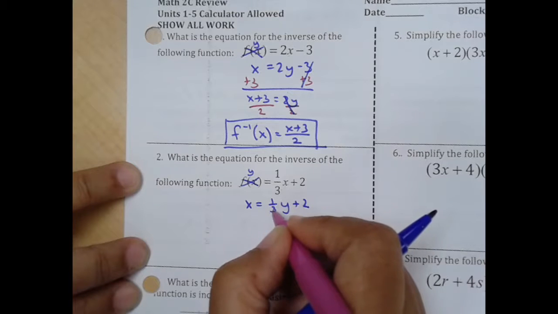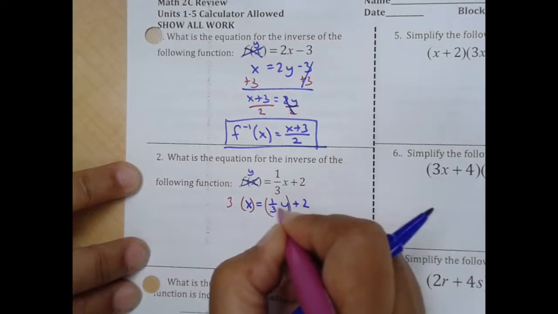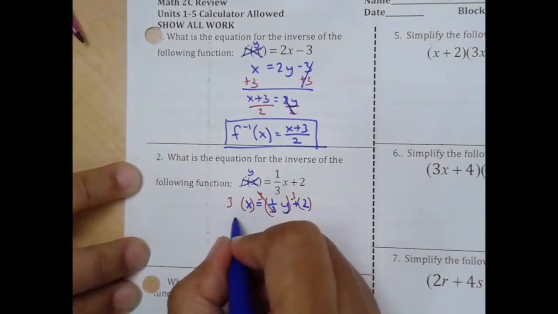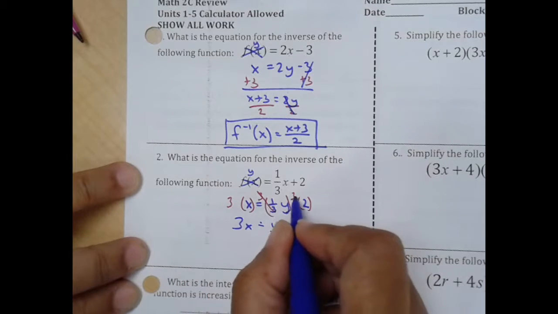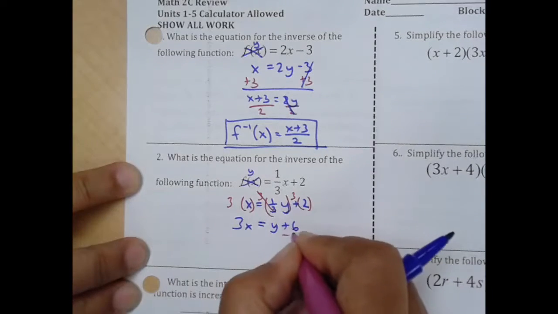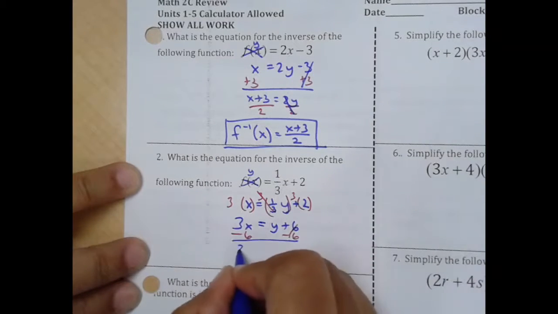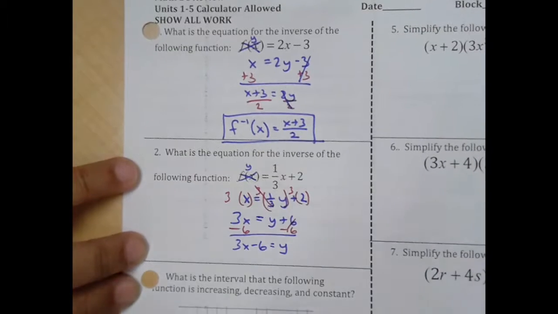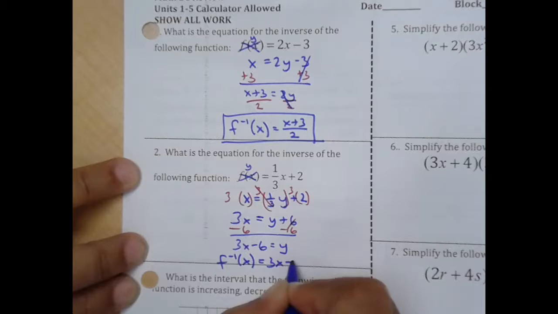So I'm going to get rid of the 1/3 by multiplying by the LCD, which is 3. So multiply everything by 3. This cancels. Here we'll have a 3x equals y, because this cancels, and then 3 times 2 is 6. And then one last step to get that y by itself, and that's to subtract the 6. So we have 3x minus 6 is equal to y, but I'm going to use the notation for the inverse, which is f with the little minus 1 of x, and that equals 3x minus 6.